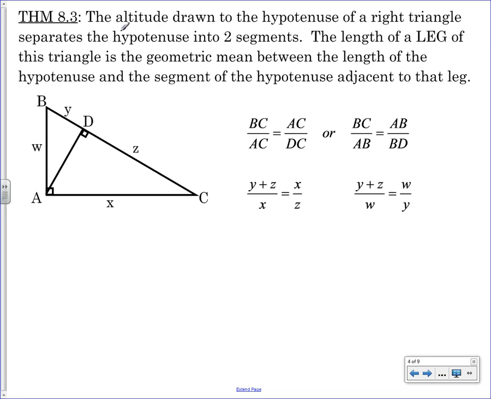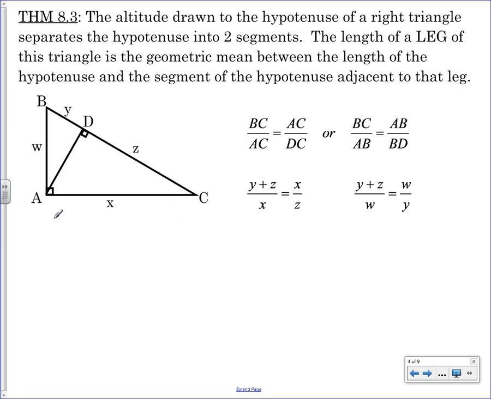8-3. The altitude drawn to the hypotenuse of a right triangle, again, separates the hypotenuse into two segments. The length of a leg this time of this triangle is the geometric mean between the length of the hypotenuse and the segment of the hypotenuse adjacent to that leg. That sounds intimidating. It's super easy. So this time we're talking about legs. So the legs of the original triangle would be what they had, a W here and an X here. Those are the legs. Does that make sense?